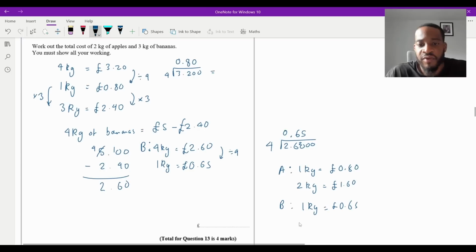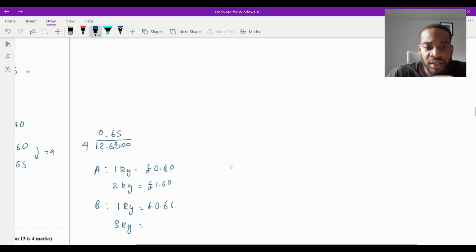So therefore, 3 kilograms is going to equal, we're going to times that by 3, isn't it? So let me do that here. We're going to do 0.65 times by 3, right? It doesn't really matter to be fair, you can do whatever method you like. So we're going to do that there.